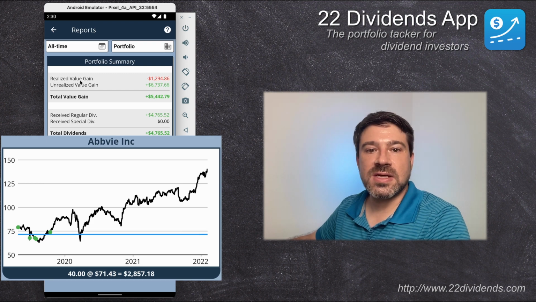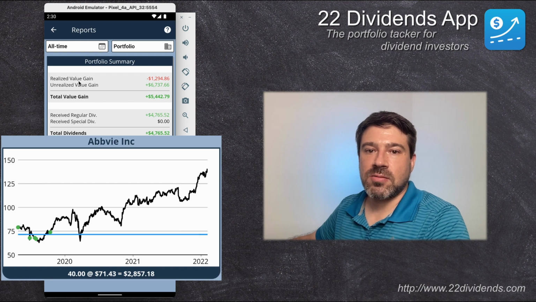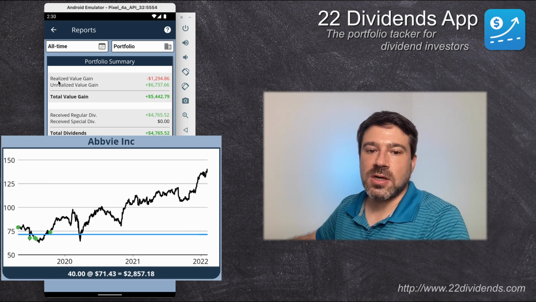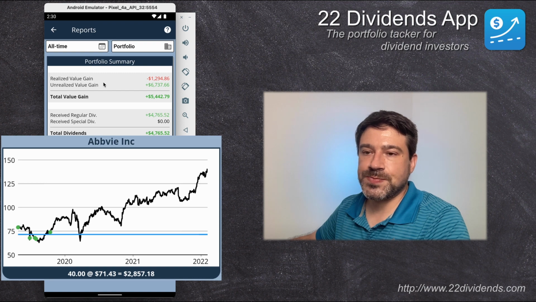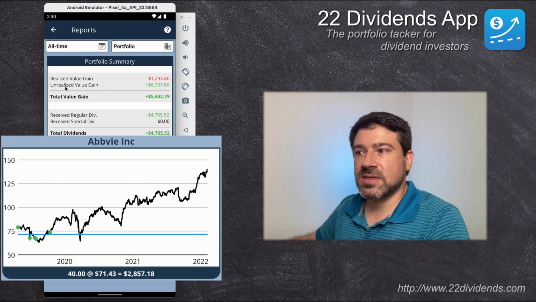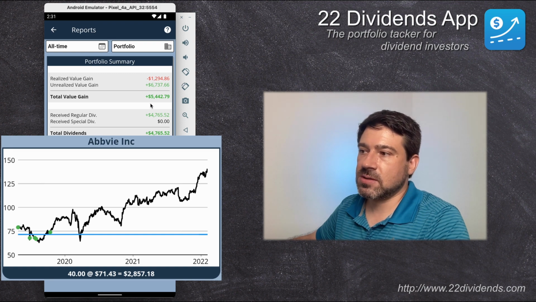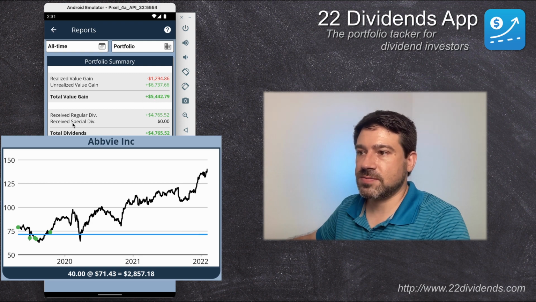And if you sell shares, then it depends whether the sell price is above or below this average price, whether you make profit or loss. This realized value gain shows you whether you made some profits or loss. The second one is the unrealized value gain. This means you bought some shares and they are trading currently above the average buy price where you bought them. So in this case we have a total value gain, the summary, of $5,000.